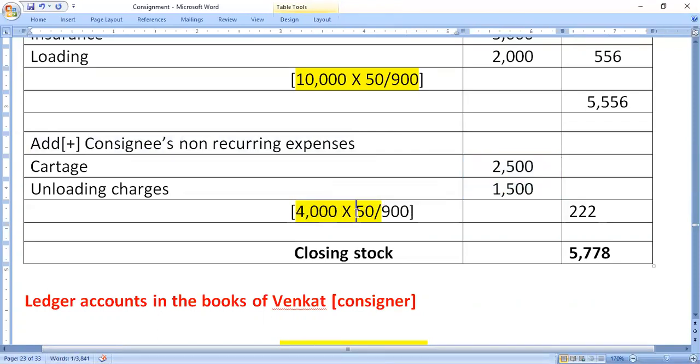4,000 into unsold 50 over total 900, my dears. 900 articles total, but unsold 50 only. That's why I am taking into consideration 50 divided by 900. It leads to 222. Total closing stock leads to 5,778.